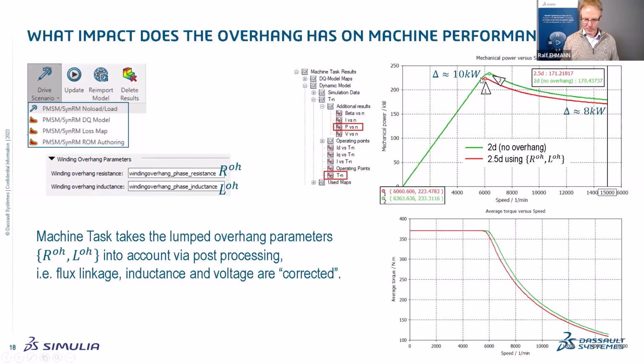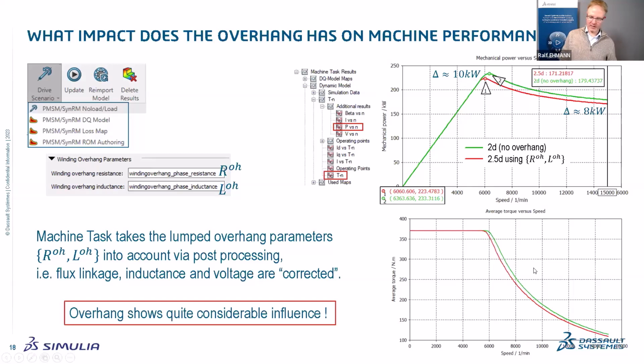So here on the top right, we see the difference in power versus speed. You see here with no overhang, the markers are here. You have 233 kilowatt max power. Whereas when you use the overhang parameters we just determined, you have 10 kilowatt less. And also at high speed, you see a reduction. So this shows quite considerable influence. Therefore, for good predictive power of your simulation, you should always include the overhang resistance and inductance.